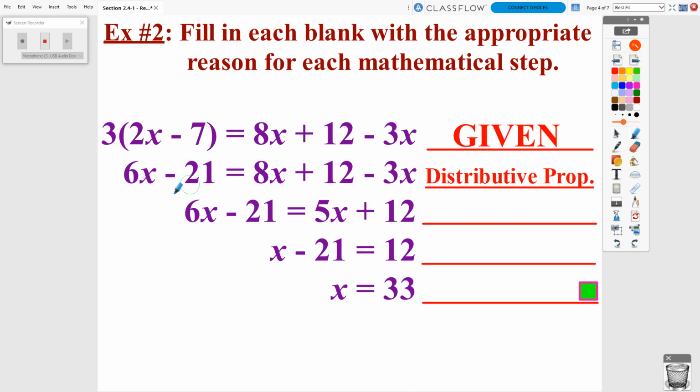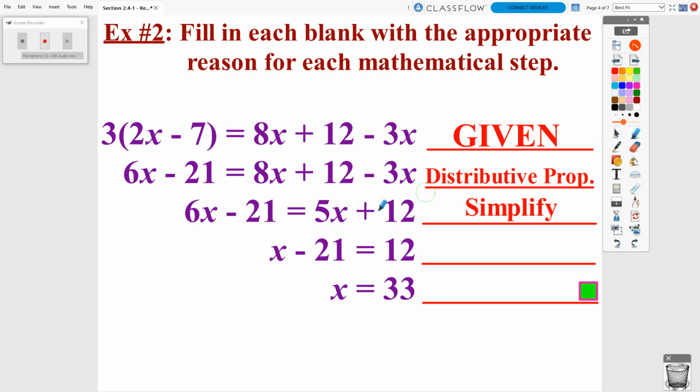Now, what happens in line 2 to be able to get to this in line 3? Well, let's see. It looks like the left side is staying the same, right? So nothing happened on the left side. But what about the right side? Now I notice there's this 5x, and before there was this 8x minus 3x. Well, this is when we combined like terms. And we said if we combine like terms, we're just going to call that a simplify step.